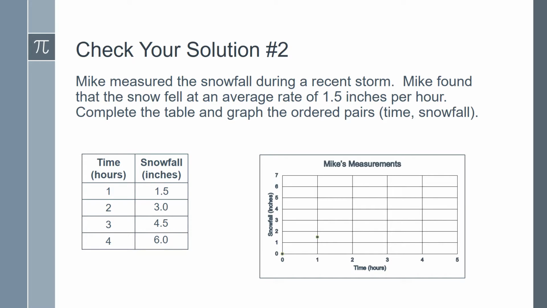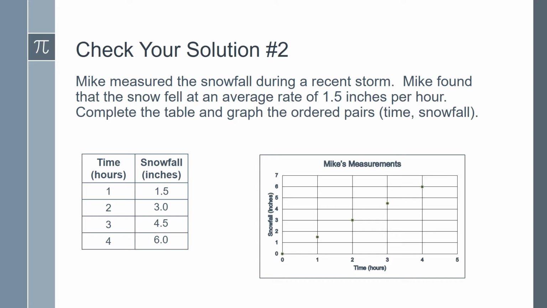Then we'll take a look at the next point. 2 hours on the x-axis, 3 inches on the y-axis, and we'll graph this point. Now we have 3 hours and 4.5 inches, so we'll go to 3 hours on the x-axis, and on the y-axis we have to estimate between 4 and 5 inches, and we'll plot this point. Our final point is after 4 hours, Mike measured 6 inches of snowfall. So we go to 4 hours on the x-axis, 6 inches on the y-axis, and we'll plot the final point.